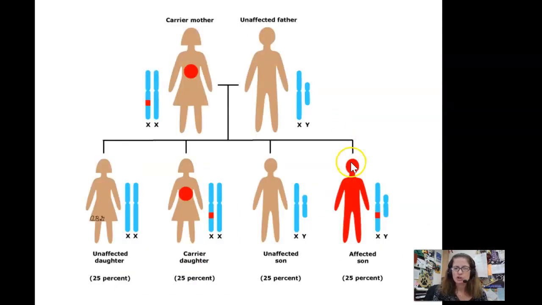And so this is just showing you why it's easier for men to end up with the condition versus women, because they only have the 1 X. So if they get the mutated version, they're going to have the condition, whereas girls have a backup copy. And as long as you have 1 functioning gene, you make enough functioning protein to be okay.